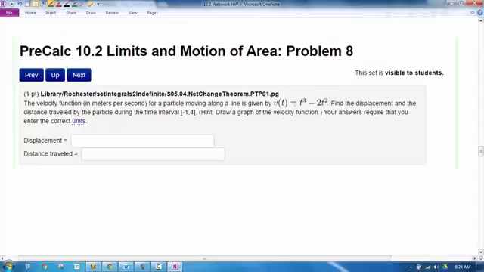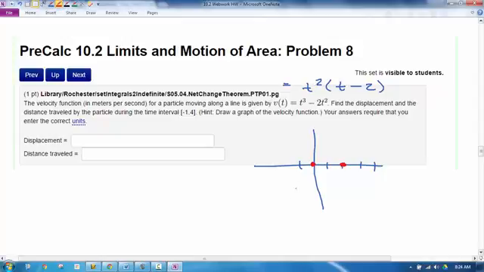Okay, the next problem gives us a velocity function in terms of time right here. It says find the displacement and the distance traveled from -1 to 4. So we're going to need to draw a graph of this. Here's -1, 1, 2, 3, 4. We know what this thing looks like. It's a cubic function. We can factor out a t squared, and we're left with t minus 2. So that means there are zeros at 0 and at 2.